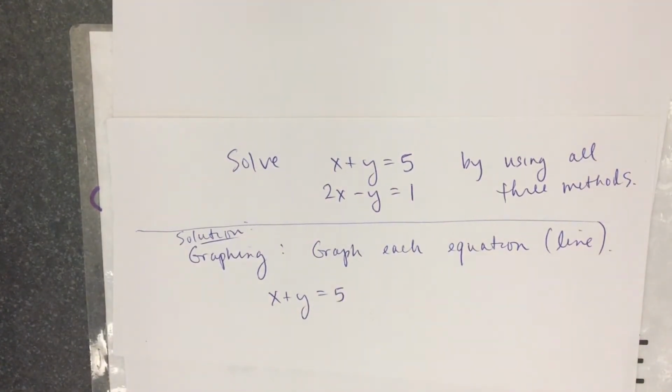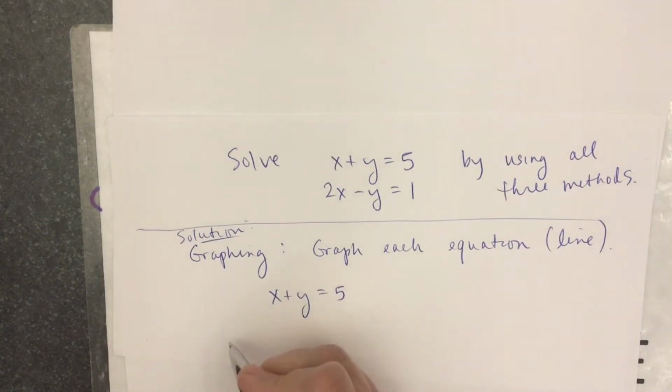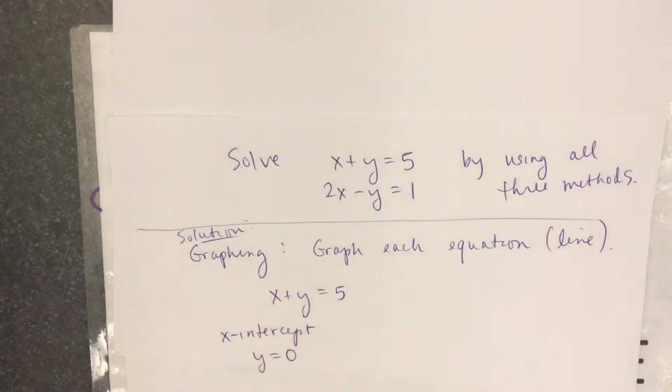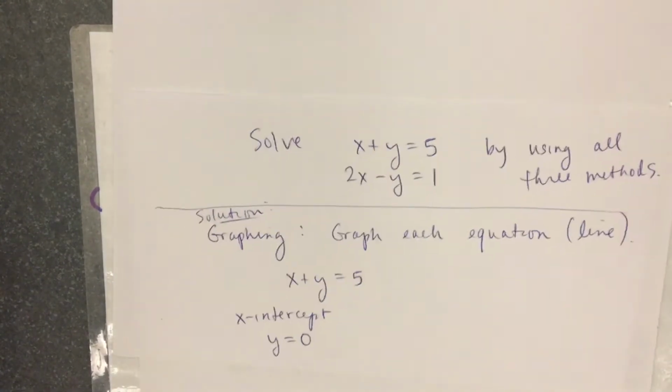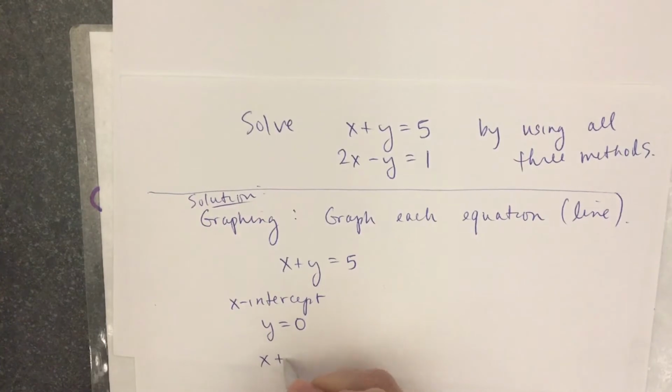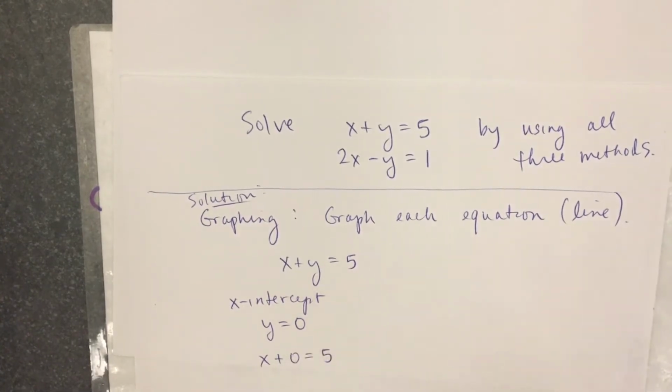And because I've told you you're going to have to find the intercepts, I'm going to do it by finding the x and y intercepts. So x-intercept, y equals 0. This will give me x plus 0 equals 5, x plus 0 is x, so x equals 5. I will plot the point 5, 0.